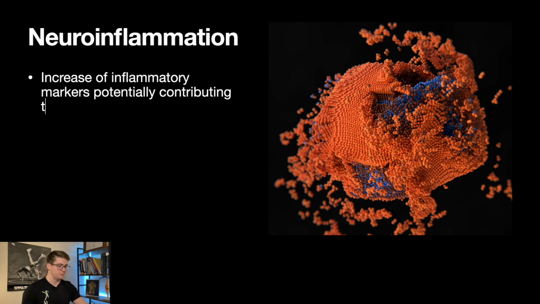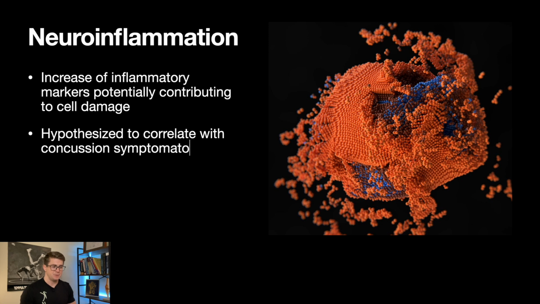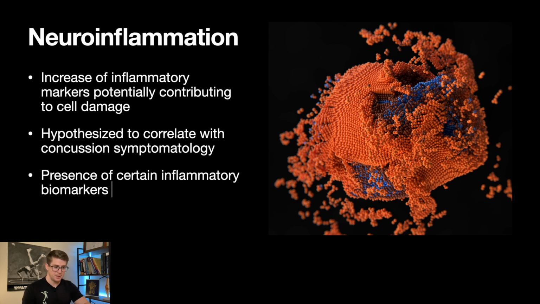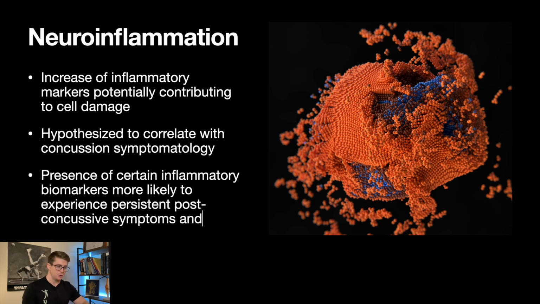Okay, so neuroinflammation, or inflammation of the nerve cells. The first part of this talks about the increase in inflammatory markers that potentially contribute to cell damage. If you've ever taken a physiology course, you'll know that cytokines and interleukins, I think the article specifically mentions IL-1B and IL-6, are inflammatory cascades that happen whenever tissues in our body incur damage. These are natural processes, and they are hypothesized to correlate with concussion symptomatology.